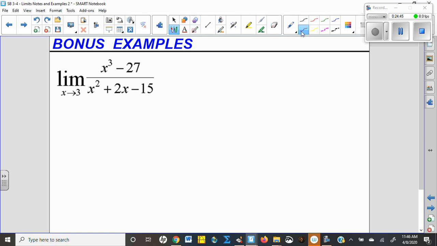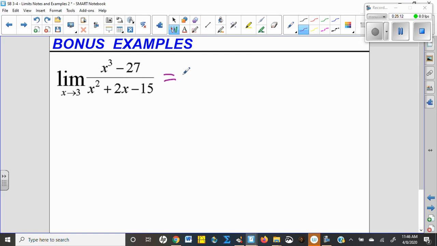So let's get to work. Pay attention to my notation. I'm going to really try to illustrate these the way that they have to be worked out. I cannot plug a 3 in. I mean, you could always try, but 3 cubed is 27, so I'm going to get a 0 on the top. 3 squared is 9, plus 2 times 3 is 6, that's 15, minus 15 is 0, I'm going to get a 0 over 0. So can't do that.